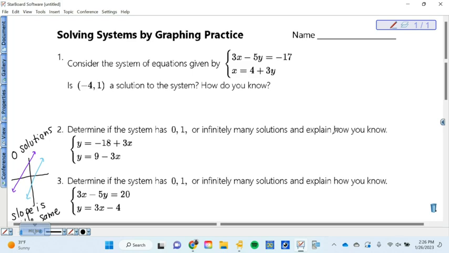the notes? So number one, we are checking to see, is this point a solution to the system? Remember, the solution to a system of equations is the point where they intersect. That means that point is on both lines. That means that I can plug this point into both of these equations, and those equations should be true.